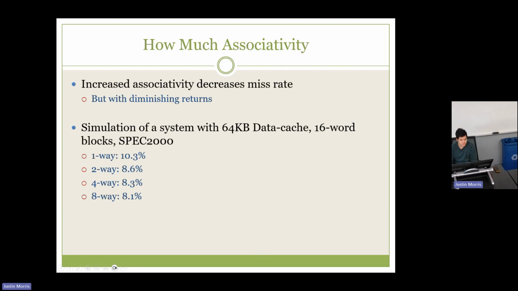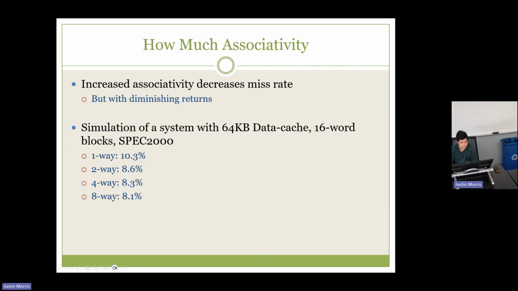So increasing associativity decreases miss rates, but we have this diminishing return. Here is an example with a fixed cache size of 64 kilobytes, and we have 16 word blocks. The application or benchmark is SPEC 2000. We talked about what SPEC is a long, long time ago. One-way set associative is just direct mapped, right? We have a 10.3% miss rate.